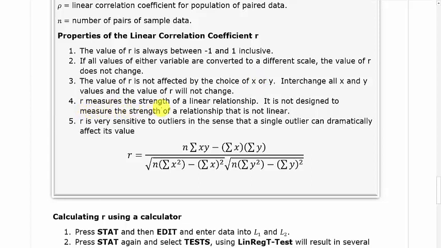R measures the strength of a linear relationship. It is not designed to measure the strength of a relationship that is not linear. Like the example that we had where it followed a quadratic or a parabola, that had a linear correlation coefficient that was really close to 0, stating that there was no correlation, but this is to measure linear correlation and not other types of correlation. R is also very sensitive to outliers in the sense that a single outlier can very dramatically affect its value.